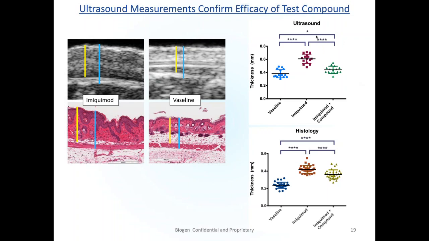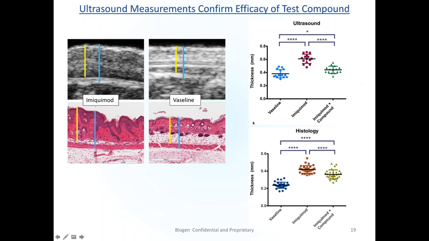Interestingly, with the ultrasound, you could appreciate, even from the graph, that there's barely any significance in the difference between the baseline, the healthy Vaseline-controlled skin, and the compound-treated skin that was also subjected to this model with the Imiquimod. So this was a nice demonstration of what ultrasound could show us.